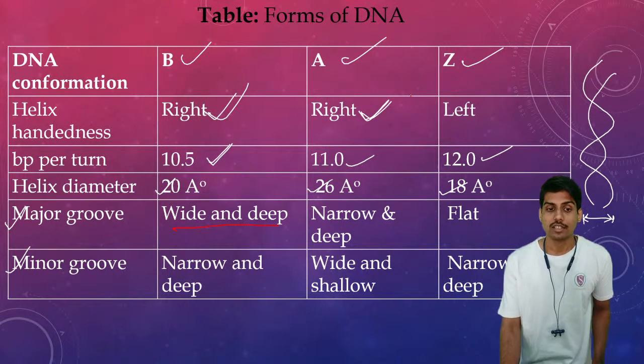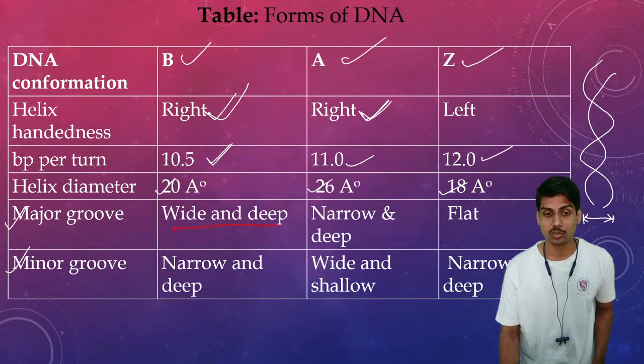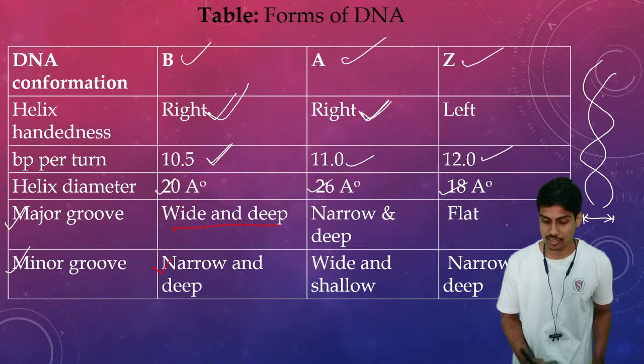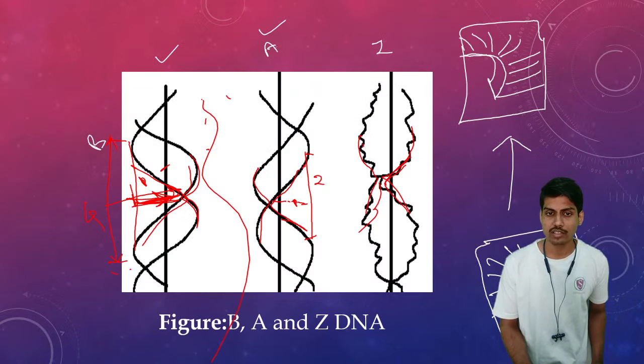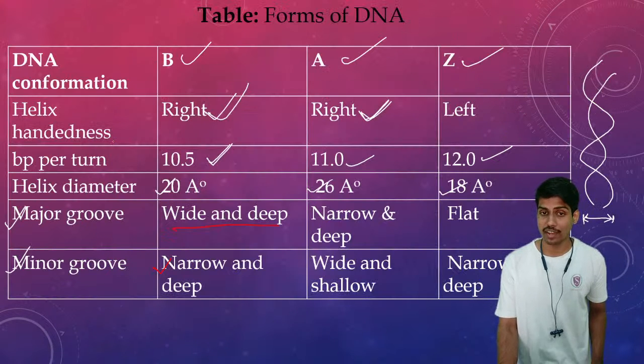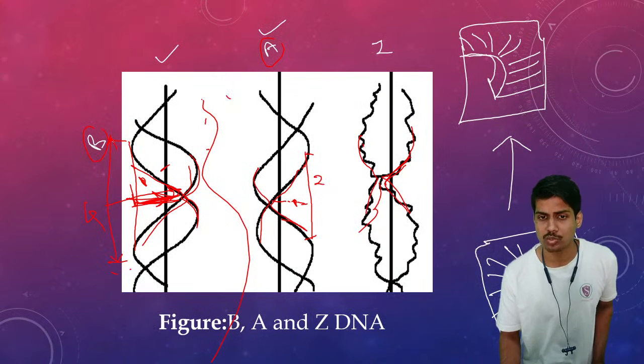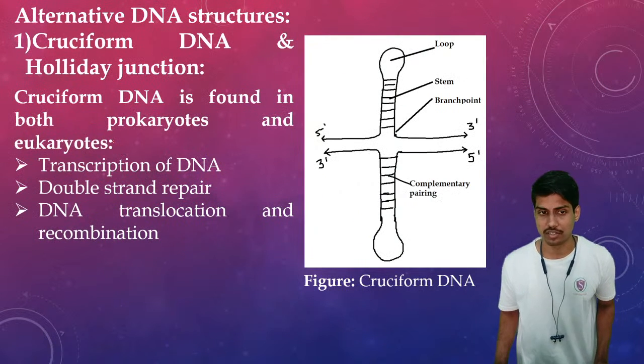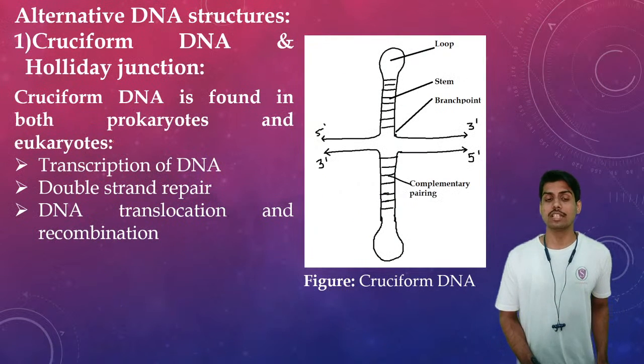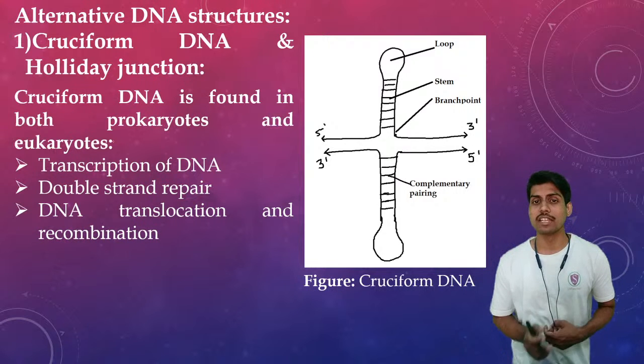Now let's see what the minor groove is. The minor groove is narrow and deep, and wide and shallow. Mostly we are concerned with this B, A and Z. You can see in the case of B it is narrow and in the case of A it is wide. So you just have to remember that entire chart. So now these are the main conformations, the main structures of DNA.